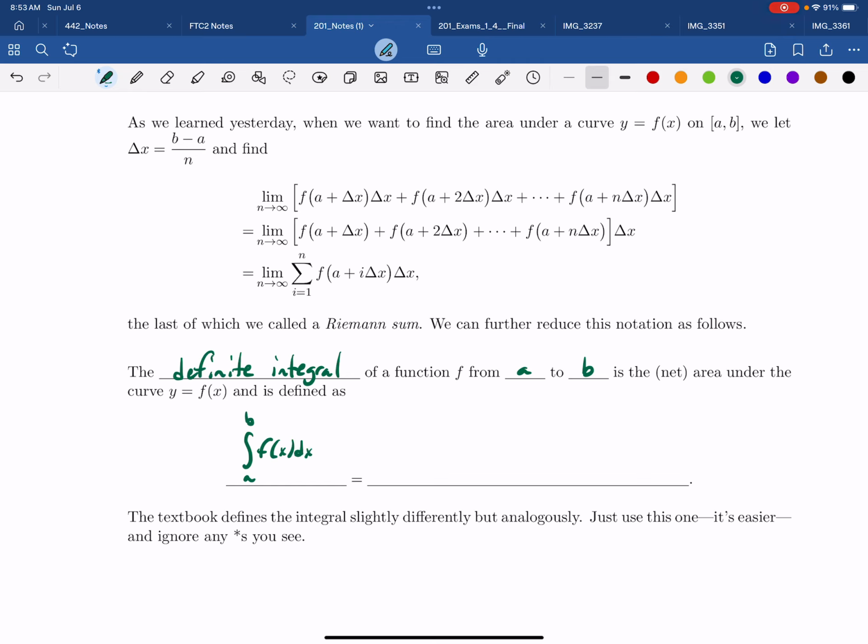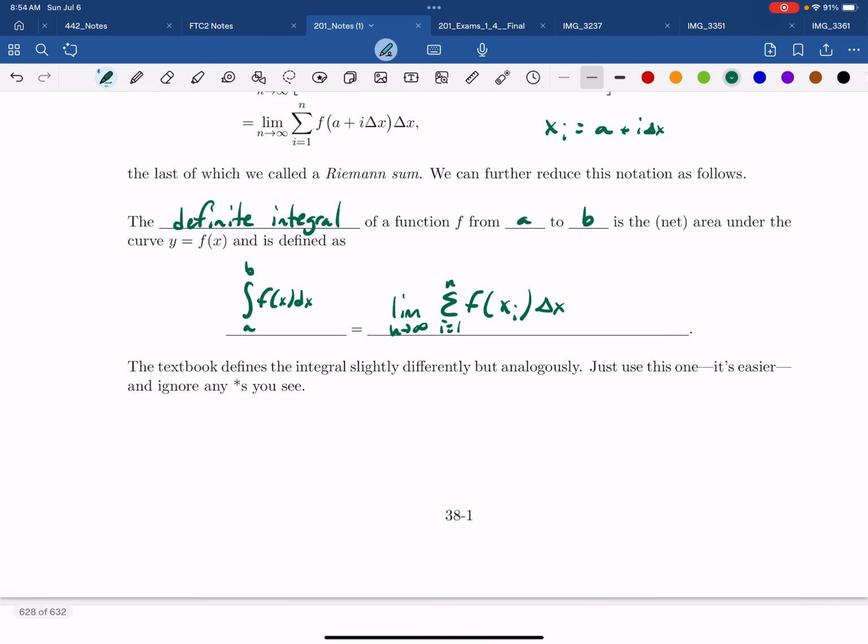which equals the limit as n approaches infinity of the sum from i equals 1 to n of f of, and instead of writing all this a plus i delta x stuff, the book just writes xi star. And I'm actually just going to go ahead and reduce it to f of xi times delta x. The book uses xi star for technical reasons, but I'm just going to write it as xi, where let xi equal a plus i delta x. Okay.